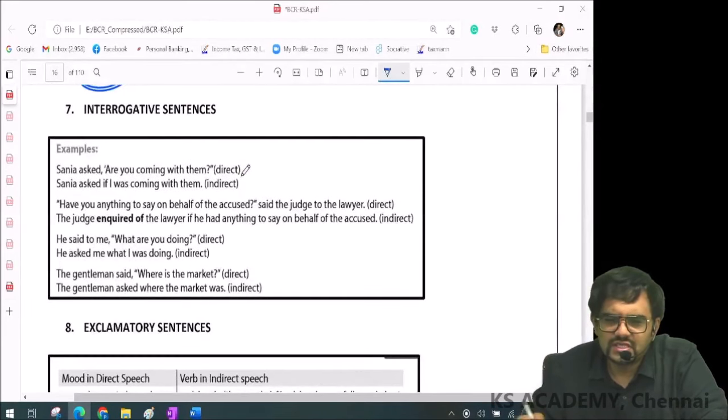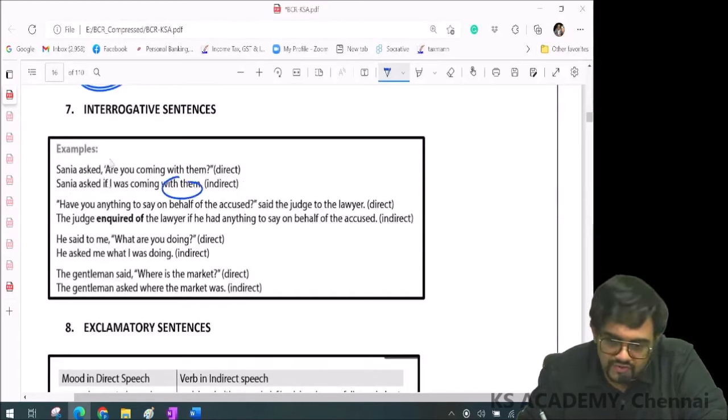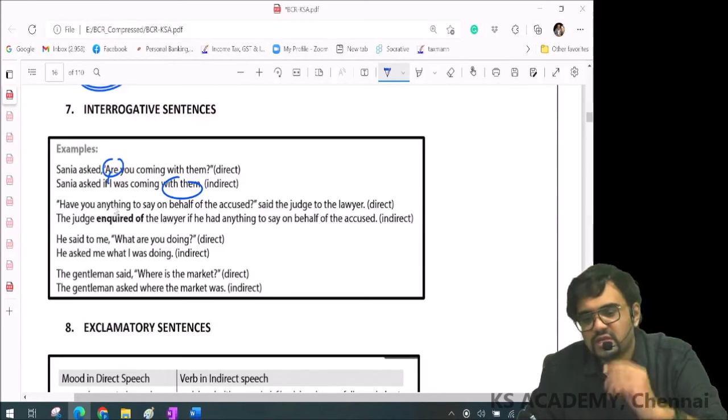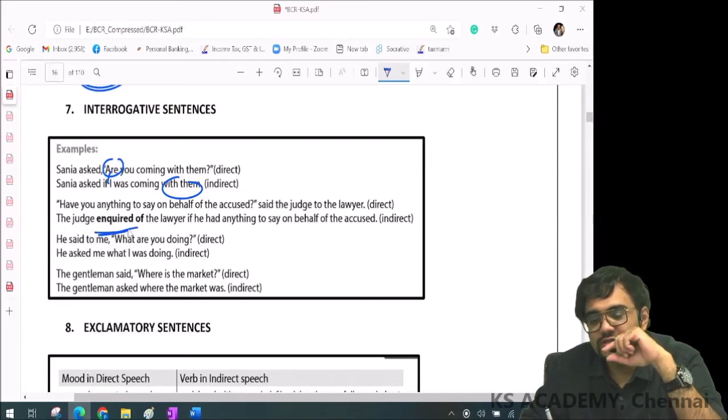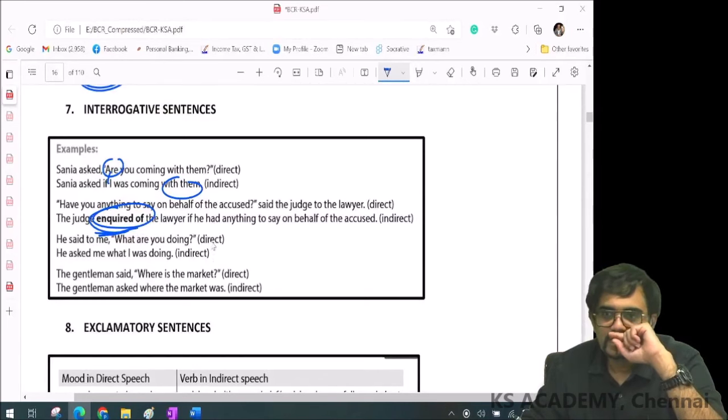Interrogative sentences. Are you coming with them? Direct. Sania asked if I was coming with them. If are you means if I was, it will become. Have you anything to say on behalf of the accused? Said the judge to the lawyer. Here what will you say? The judge inquired of the lawyer. It is not inquired from the lawyer. It's always inquired of the lawyer. The judge inquired of the lawyer if he had anything to say on behalf of the accused.